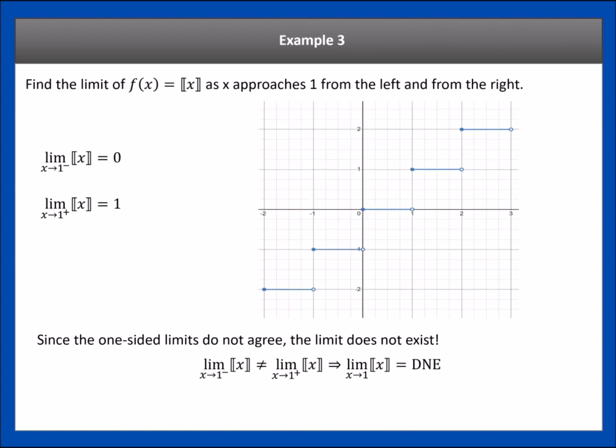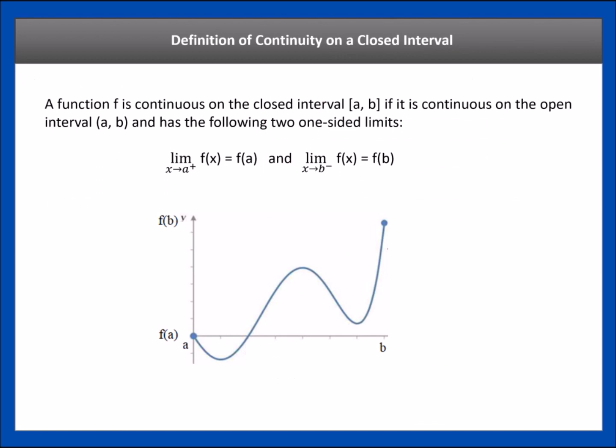Here's a graph of this so you can remember how the step function, the greatest integer function, looked. If we approach from the left side of 1, this is the value 1 right here. If we approach from the left side, we get a value of 0. If we approach from the right side of 1, then we get a value of 1. Okay? All right, so now we're going to use the idea of one-sided limits in order to define what it means to be continuous on a closed interval. So now we can officially define continuity on a closed interval using one-sided limits.